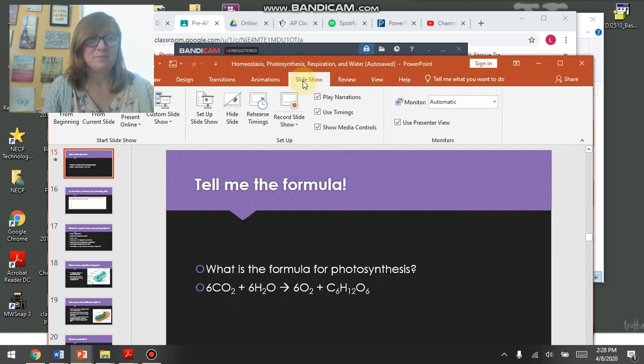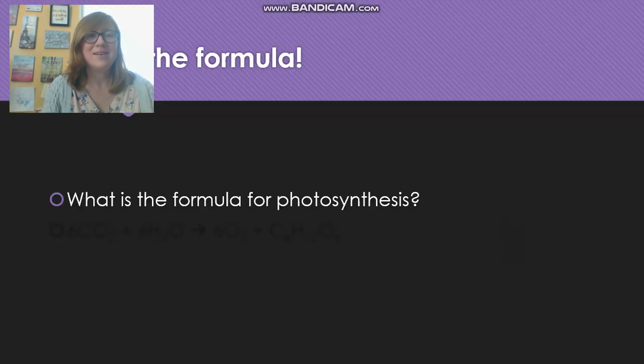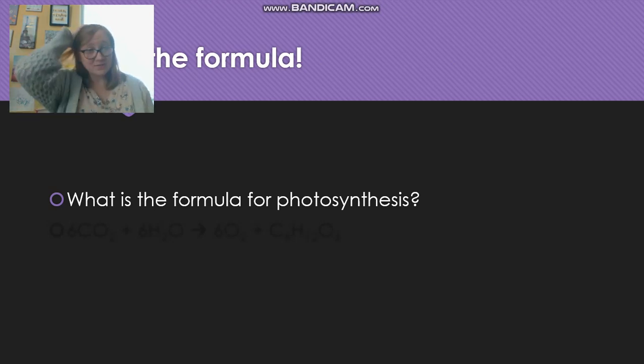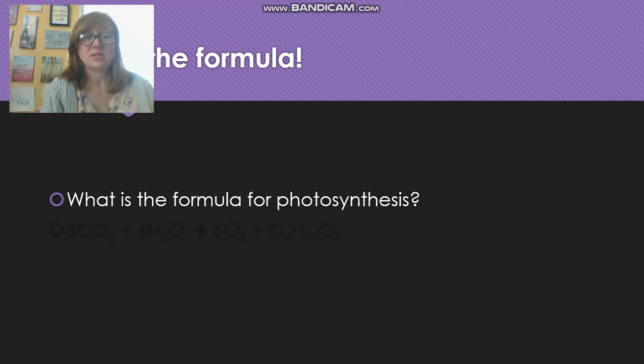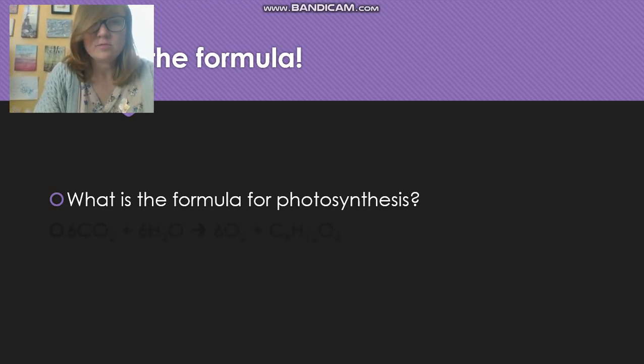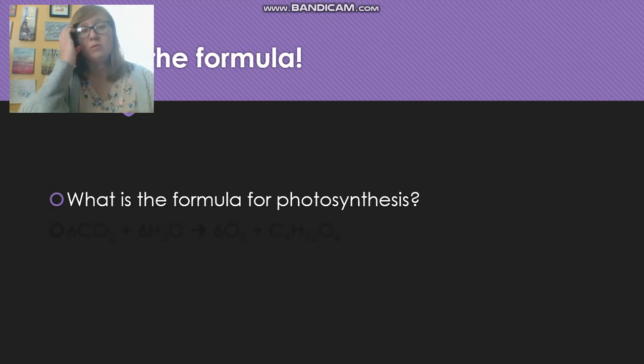Okay, we're back. Big surprise. And this is where we left off in our last video about photosynthesis and respiration. We're talking about the formula for photosynthesis. Really all that means is, hey, what is going into this reaction and what is coming out? And we just write it as a chemical formula, which means we don't use the words, we use the chemical symbols that represent those words.